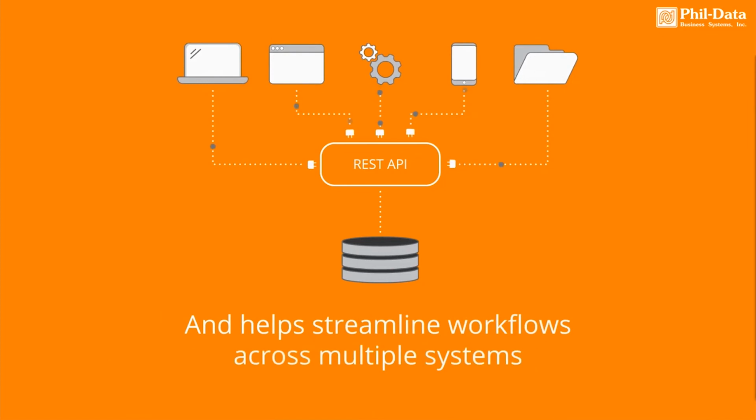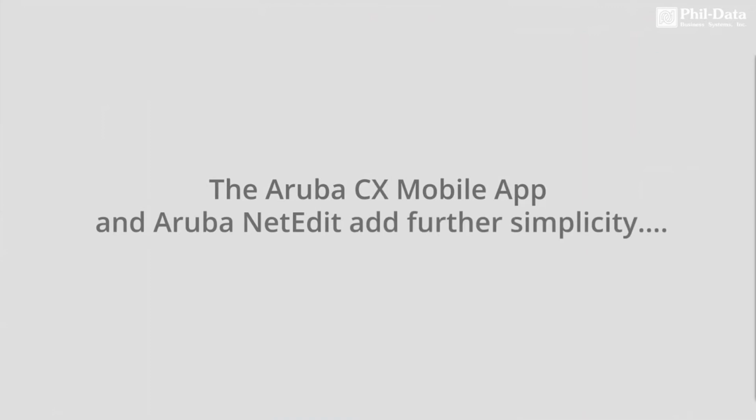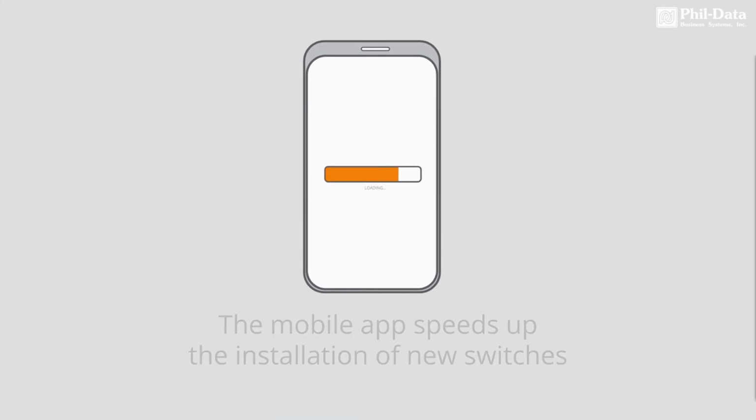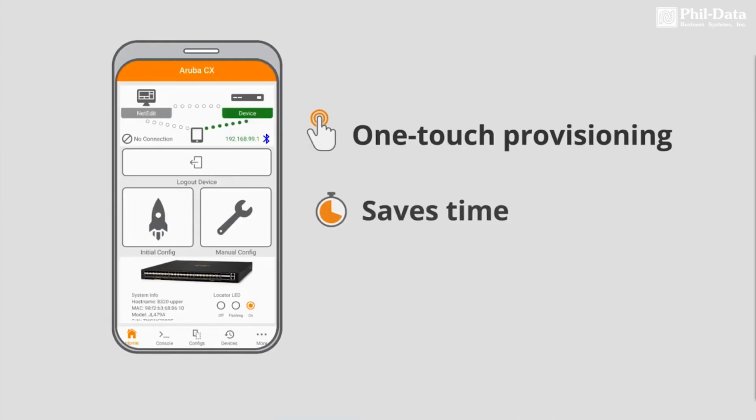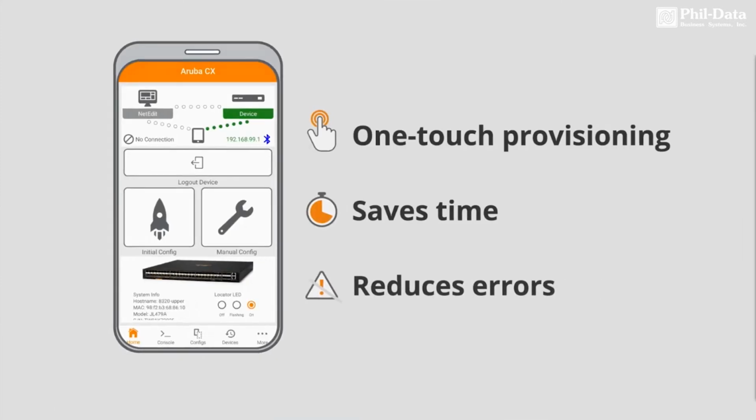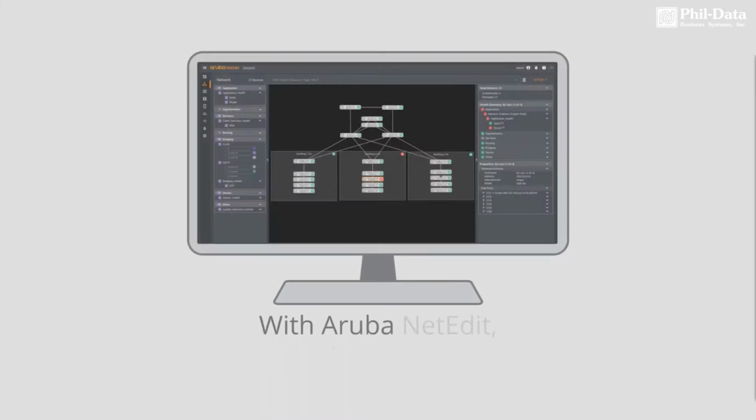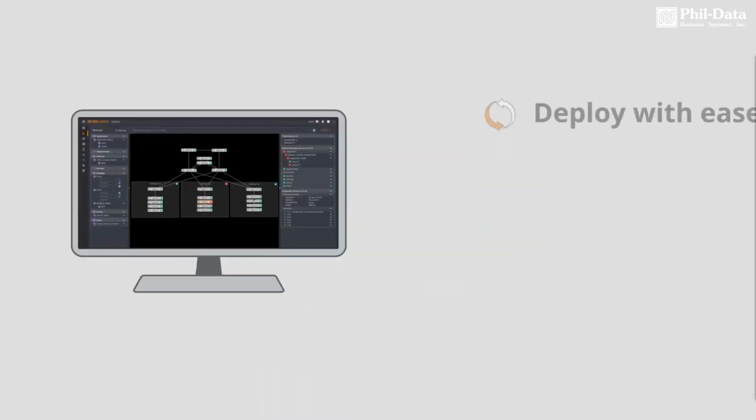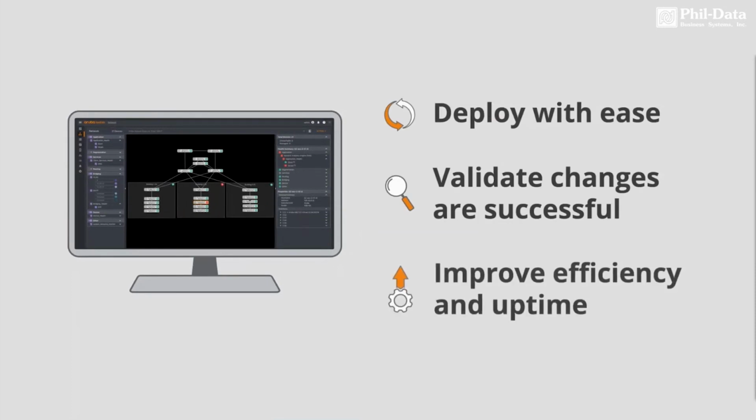The Aruba CX mobile app and Aruba NetEdit add further simplicity. The mobile app speeds up the installation of new switches. One-touch provisioning based on pre-built templates saves time and reduces errors. With Aruba NetEdit, a configuration automation tool, you can roll out network-wide changes with ease and check instantly for errors and policy conformance to improve operator efficiency and network uptime.